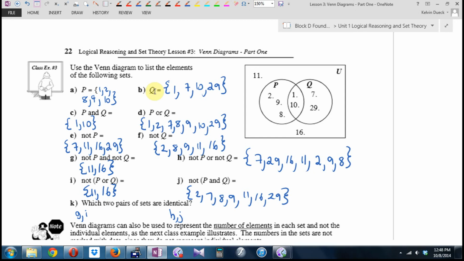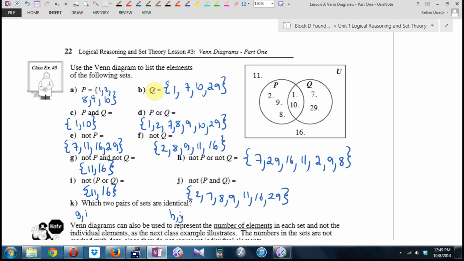Then it started to get tougher. So not P, I said anything that's outside of circle P. There's 4 of them, 7, 11, 16, and 29. Not Q, that's anything outside of circle Q. Hey, that's going to be 2, 8, 9, 11, 16. Then it got really tough. So then it said not P and at the same time not Q. I said, okay, what numbers are both at the same time not in P and not in Q? 11 and 16. I was kind of proud of that one.